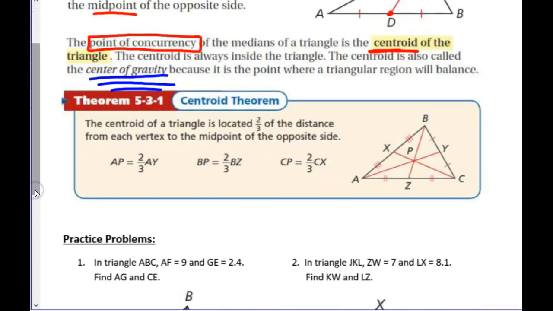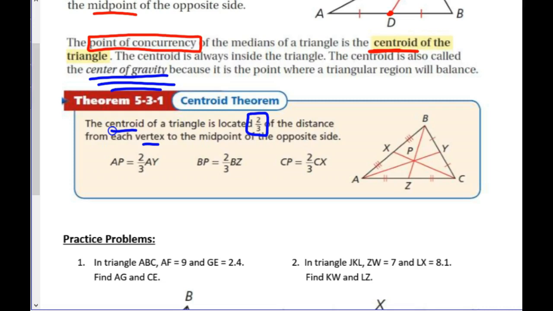When you have a centroid, when you have those three medians, does everyone see the centroid theorem here in the middle? You have to write it. It's already on there. Now, check it out. This is something you have to know. Listen. The centroid is 2/3 of the distance from each vertex.